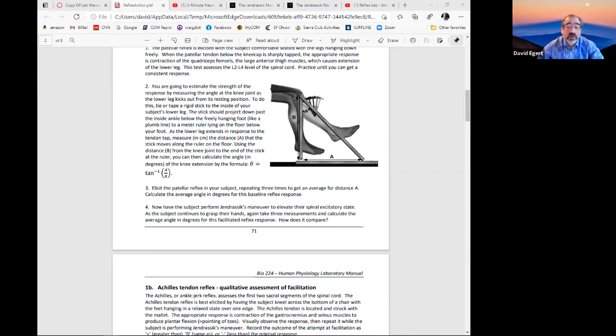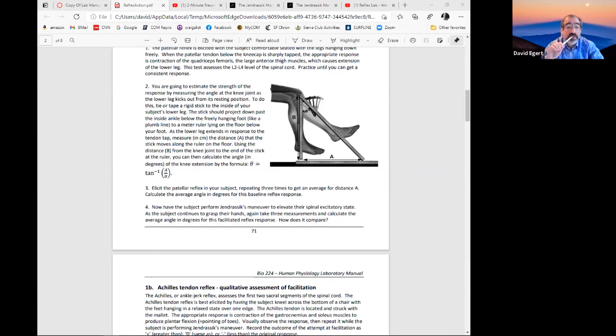Is that going to be a qualitative or quantitative measurement? Quantitative. Yeah, it'll be quantitative. We're actually going to have numbers. We're going to actually be able to measure what the angle is and see if the angle is a bigger number or a smaller number, depending on the conditions.